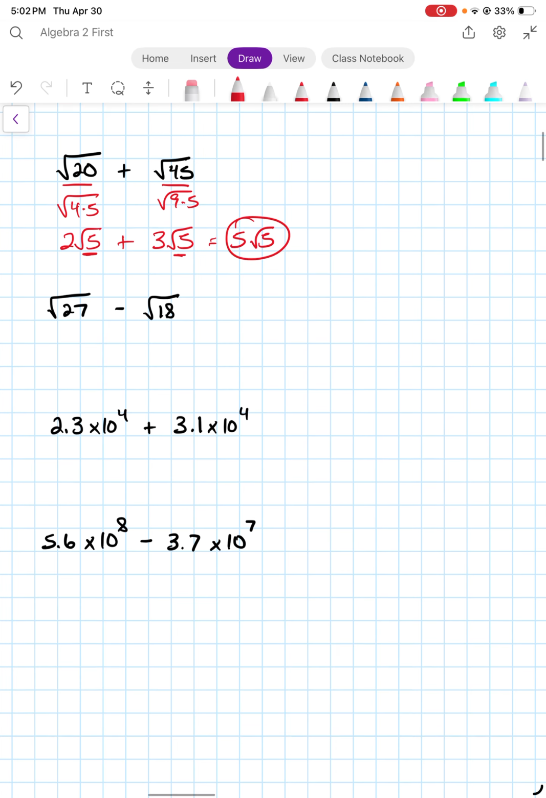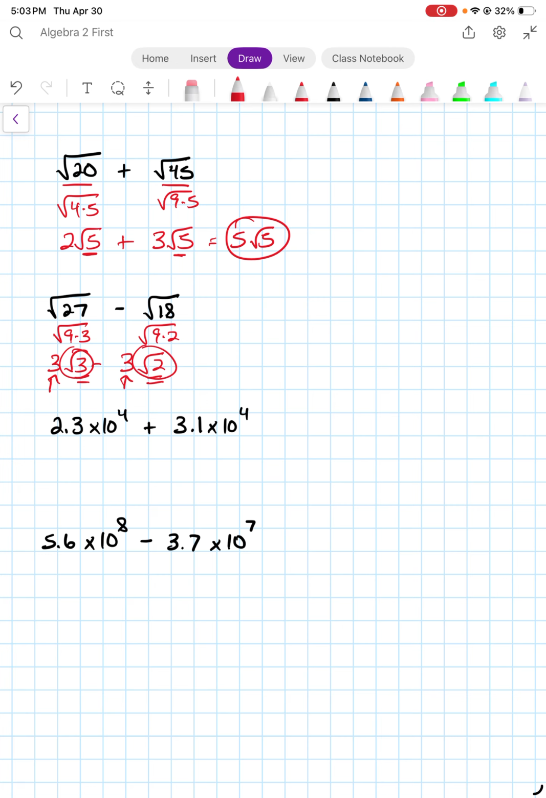Next up, the square root of 27 minus the square root of 18. They're not alike, so we can't add them right now, but we can see if we can make them alike. So the square root of 27 is the square root of 9 times 3, which is 3 root 3. The square root of 18 is the square root of 9 times 2, which is 3 root 2. So in this case, since you have a 3 root 3 and a 3 root 2, and these are not alike, they cannot combine. The coefficients out front tell you how many there are of them, but if they're not alike, they will not combine.